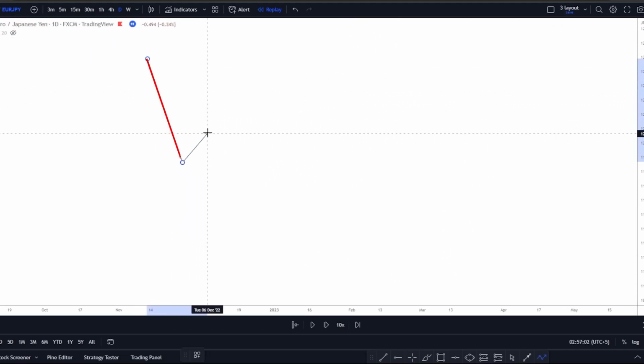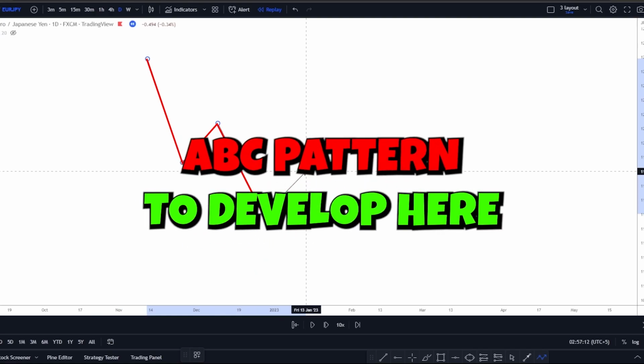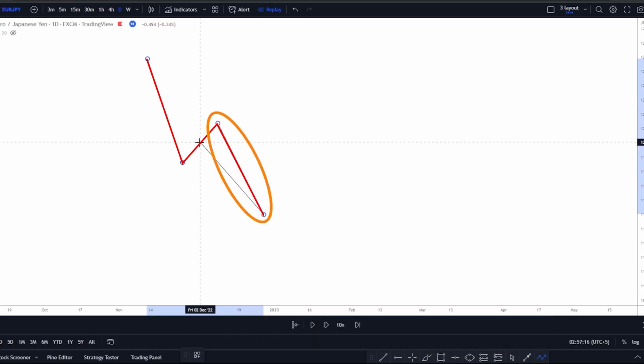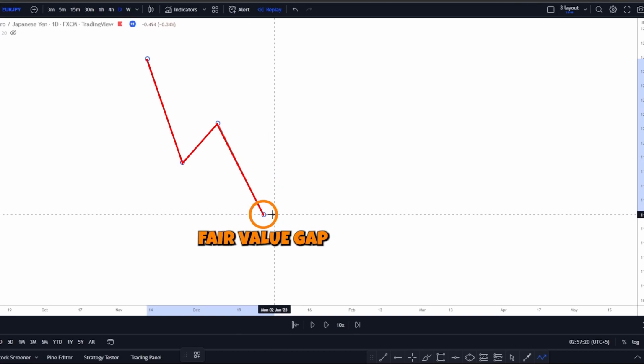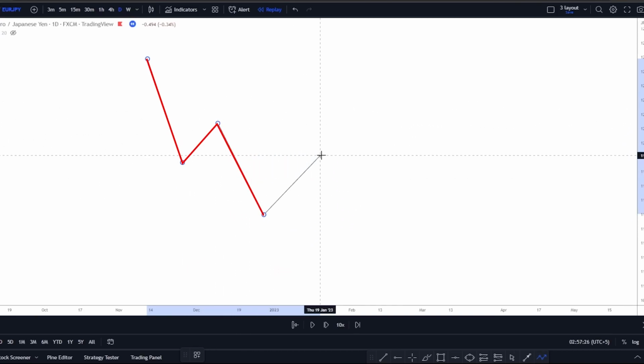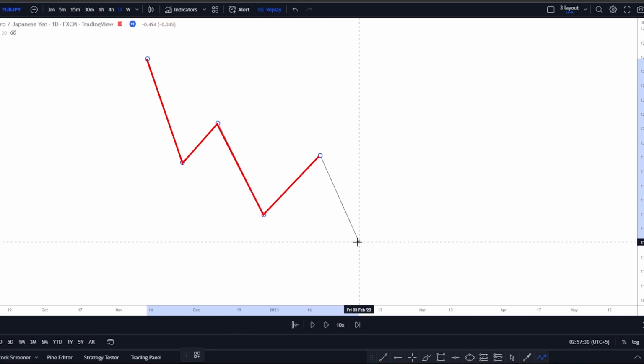Let's say the market has been making a move to the fair value gap, and the moment it reaches this fair value gap, I would like the ABC pattern to develop here. Now what is an ABC pattern? It means the recent very strong leg to the downside that comes to the fair value gap area is going to be our A leg. Then the buyers' movement after the A leg will be considered our B leg, and we need the C leg to develop.